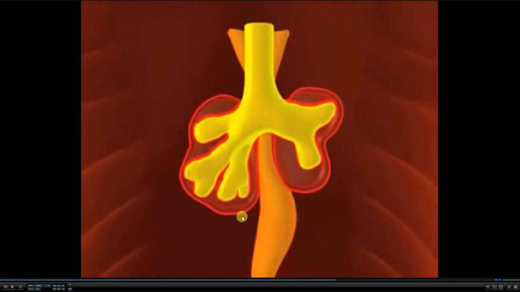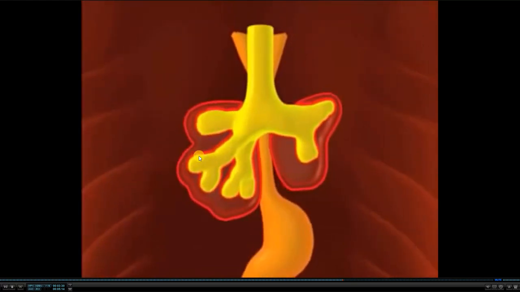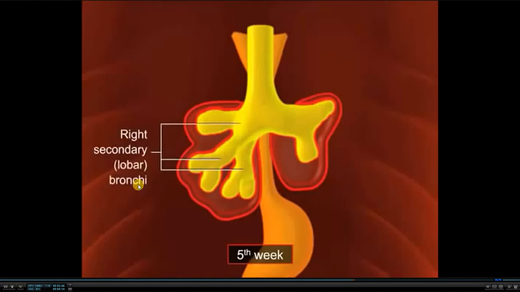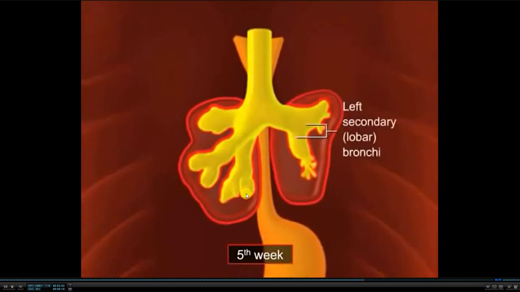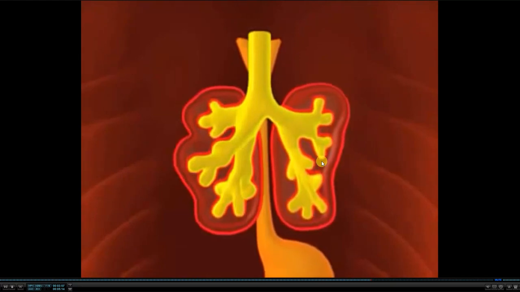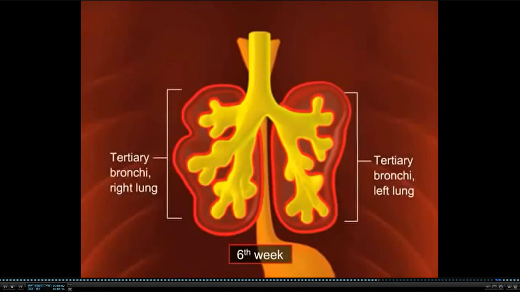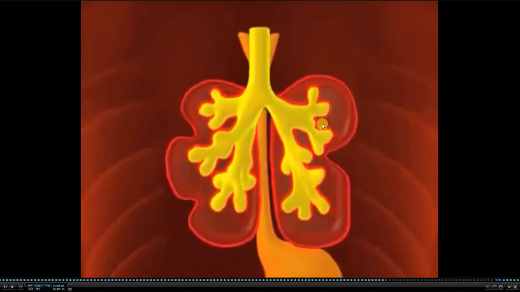And then branching continues. It was the embryonic phase, but when branching continues and so many branches happen, it is named the second stage, the pseudoglandular stage of respiratory tract development. When 16 branchings have happened, they are named the pseudoglandular stage. So let's see, branching continues.